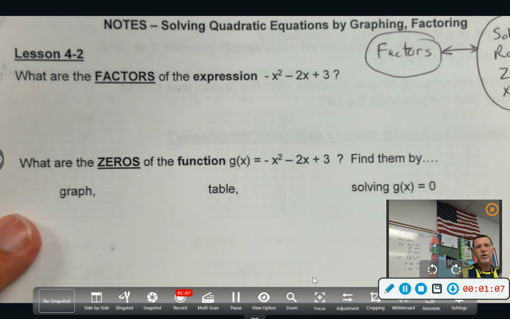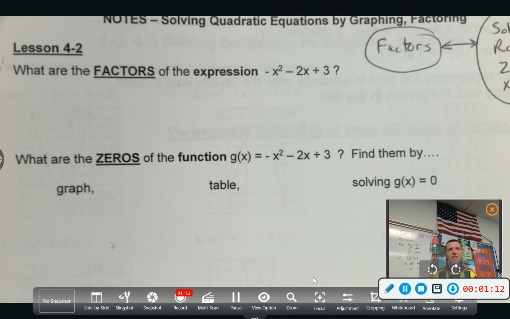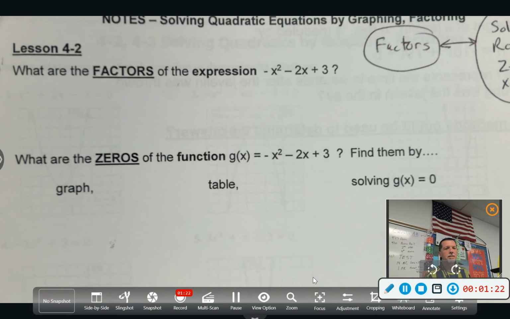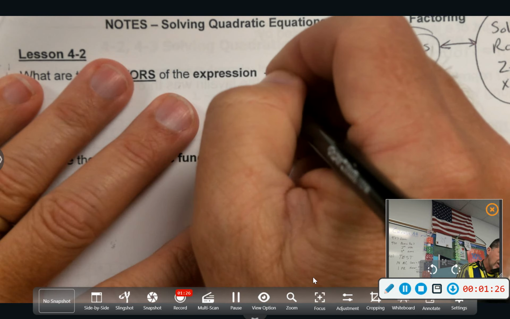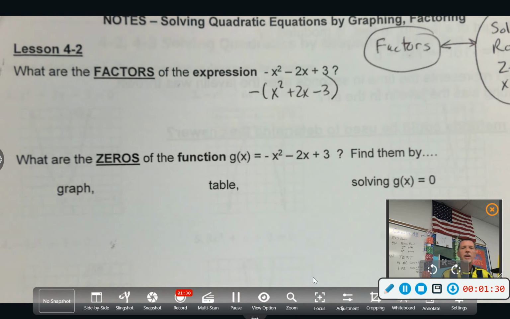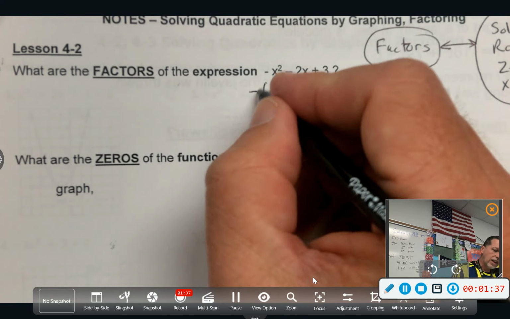So very first one, what are the factors of that expression? Hey, that's what the quiz is on, is factoring. So we're reviewing for the quiz even now. What would you like to do first on this question to start to factor it? So let's take out a -1 or a negative sign. So x squared plus 2x minus 3. Makes our factoring life a lot easier. That negative's still there.